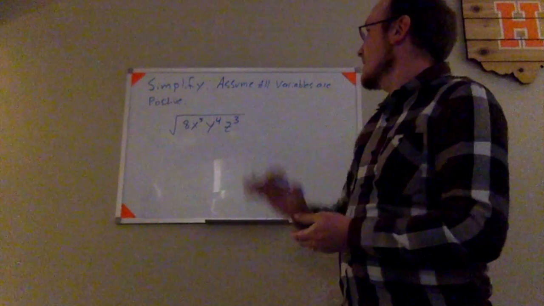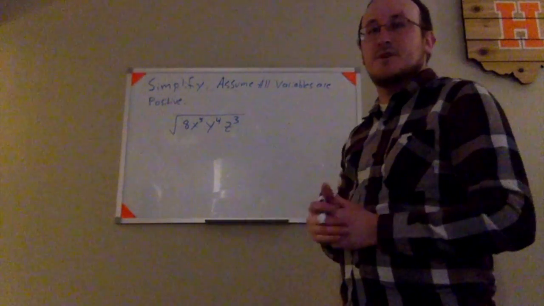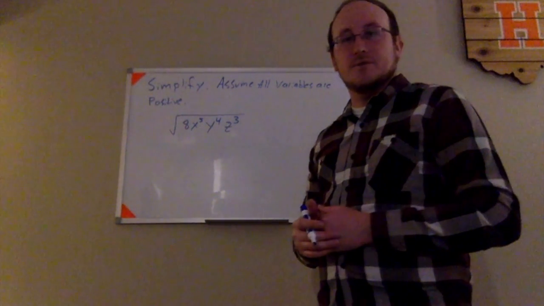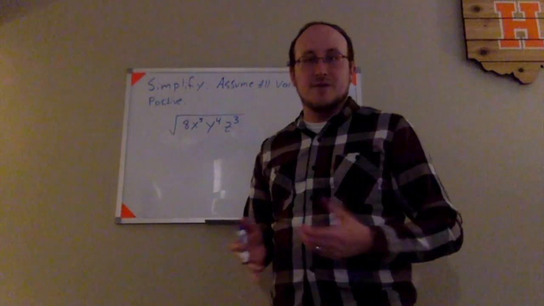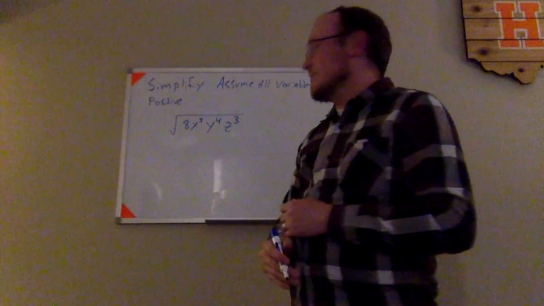Let's take a look at a problem here that wants us to simplify, but the directions tell us that we are to assume that all variables are positive. If we're to assume that all variables are positive, we actually don't need to worry about the need for absolute value symbols at any point in this example. So let's go ahead and do the same thing that we've done in other problems.